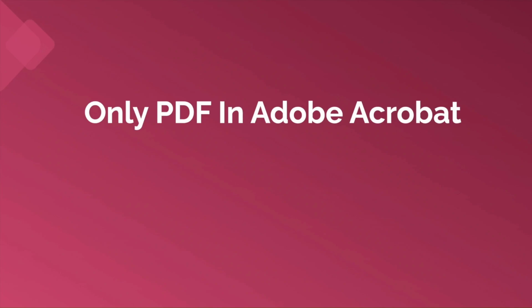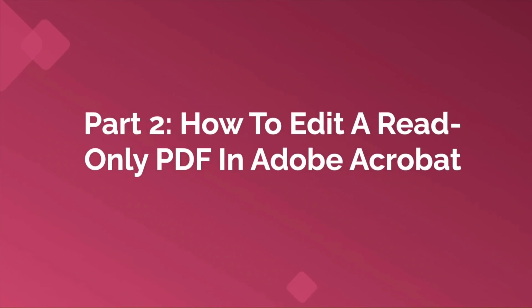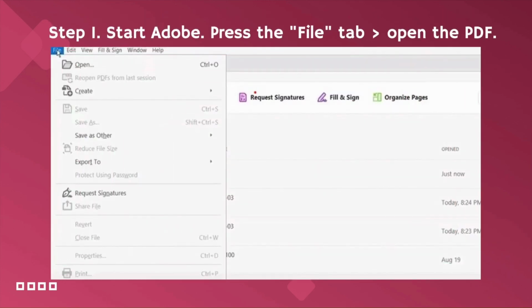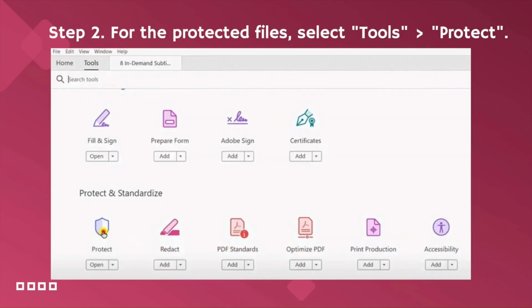If you have installed Adobe Acrobat and subscribed to it before, head over to the following guide. Start Adobe Acrobat Pro. Press the File tab from the top left corner of page and open the read-only PDF for editing. For the protected files, if you have access to the file's password, select Tools, Protect.